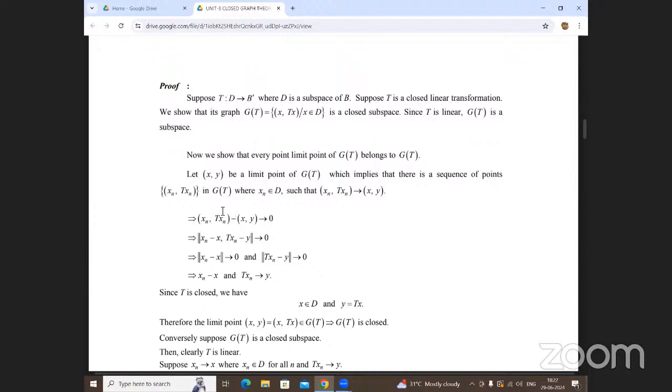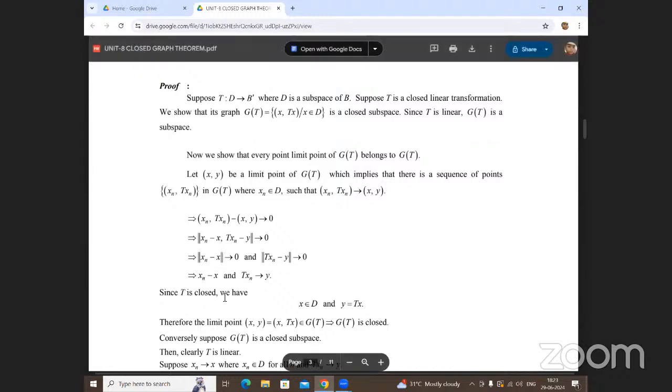converges to 0. So this element can also be written through the linear definition of norm: first ordered pair element xn minus x, and second coordinate of the ordered pair Txn minus y. So this is norm of xn minus x converges to 0, and this is also norm of Txn minus y converges to 0. Simply, xn converges to x, and norm Txn converges to y. So automatically the graph of T is closed.